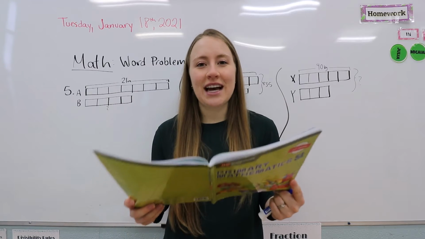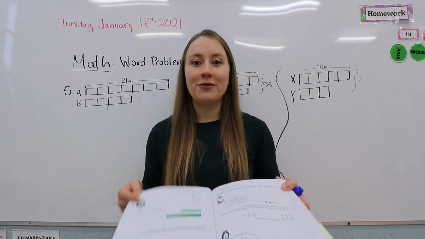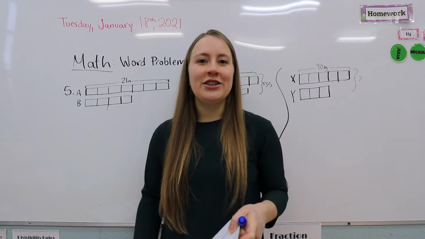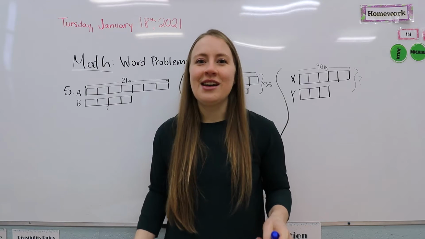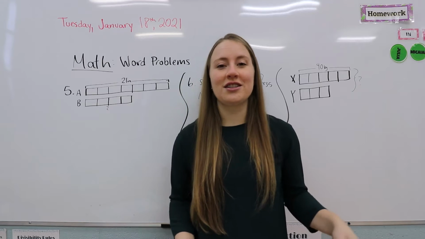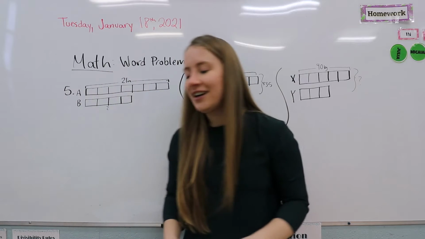So if you could grab your textbook and open it up to page 77, we're going to be starting with question number 5, and we're going to do some examples together on the board before I send you off to do your own exercise. So I'll show you how to work on these and the strategies that you can use when you're solving your word problems too. Okay? So let's get started.